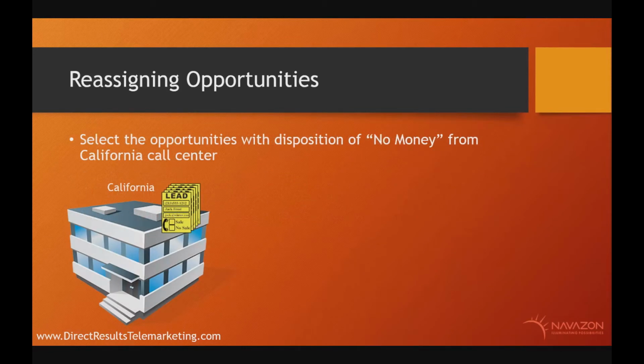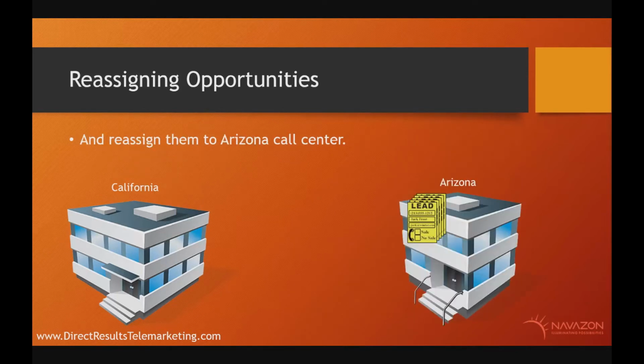In our example, we will take all the opportunities that are marked as no money in California for the last week and reassign them to our Arizona call center. This means that those leads are no longer available to our California marketers. They disappear from their system. They will then appear as new leads in our Arizona call center, where the call center manager will assign them to her teams. Our Arizona marketers will call these customers and offer them the finance option, or maybe a lower price point.